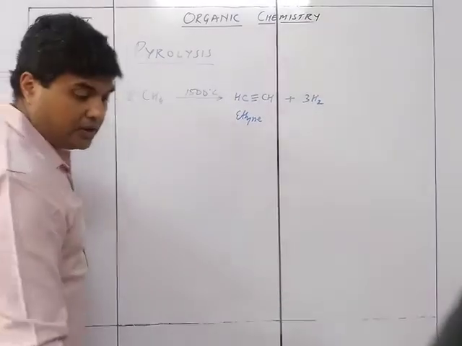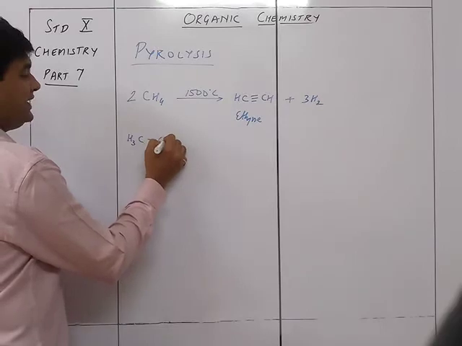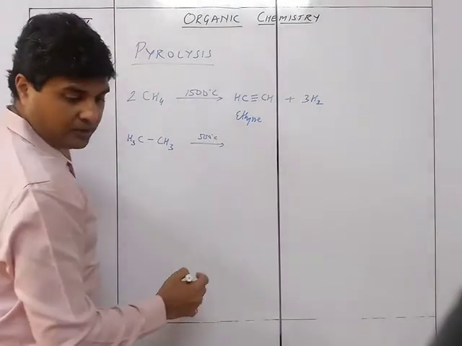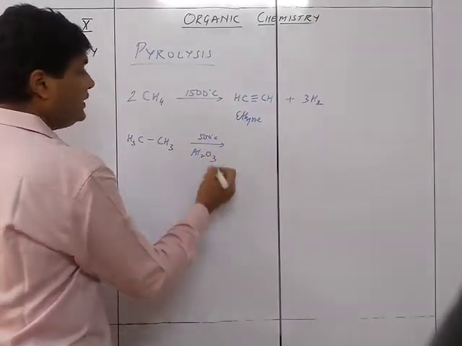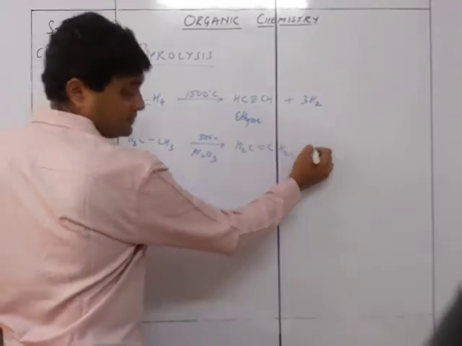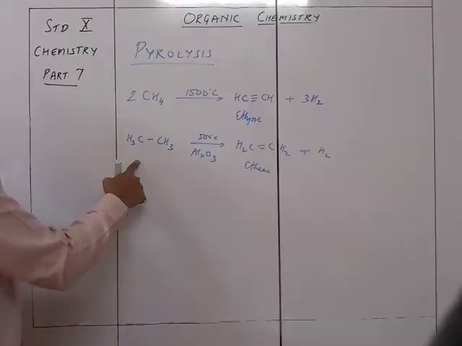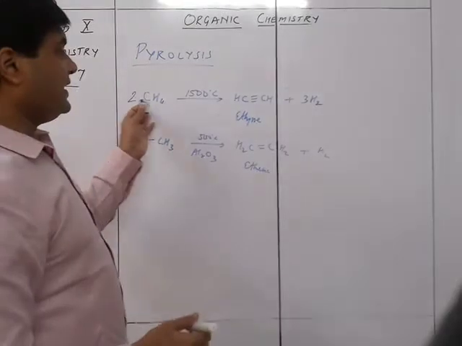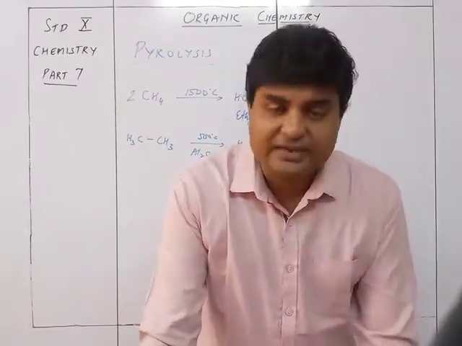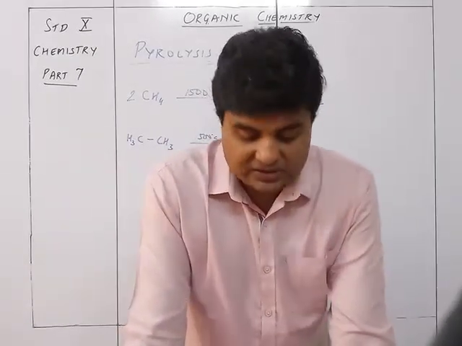If you are taking ethane over here, that is H3C single bond CH3, and you are reacting with the same thing at 500 degrees Celsius, but the catalyst over here is Al2O3, in that case it is going to become H2C double bond CH2 plus H2. So this is going to be ethene. So ethane will give you ethene, and methane is going to give you ethyne at very high temperature. So the conditions: thermal or catalytic decomposition of alkanes in absence of air at high temperature is called pyrolysis.